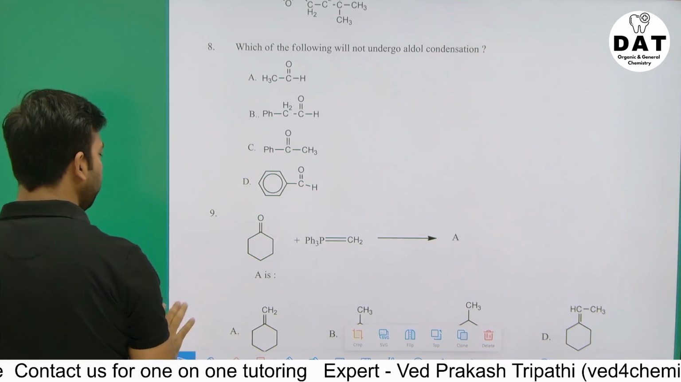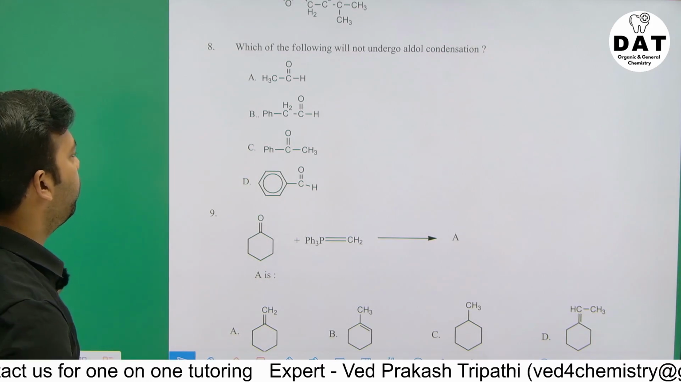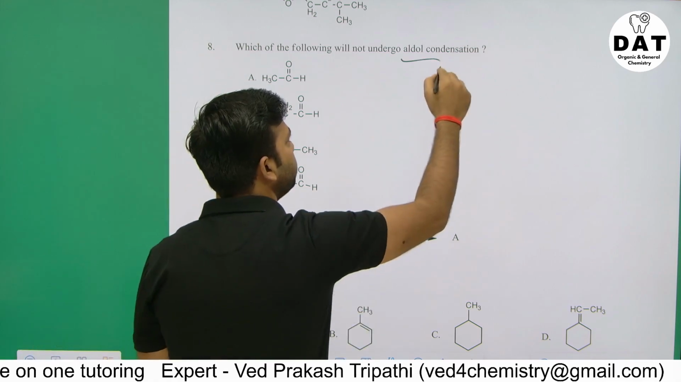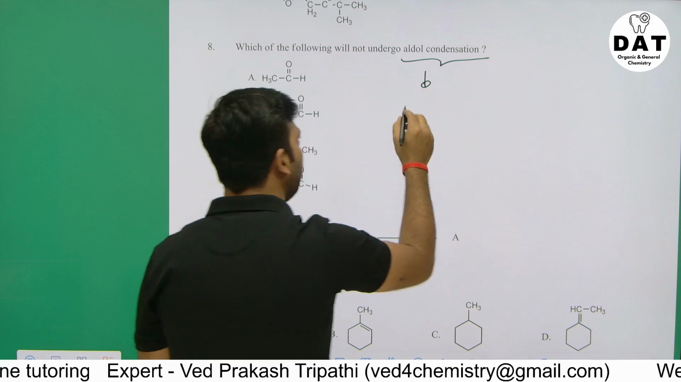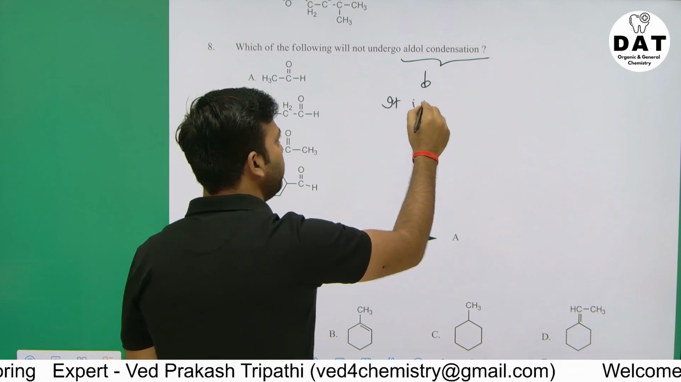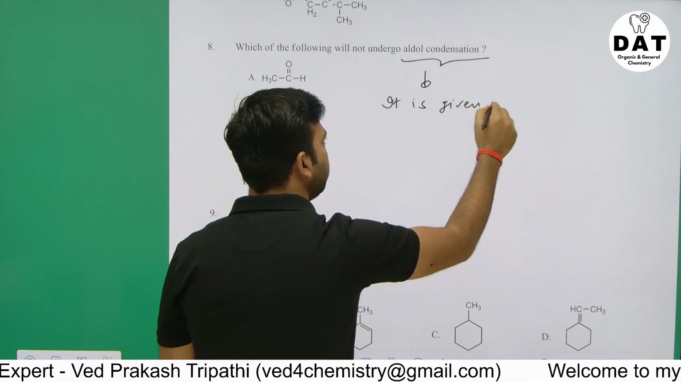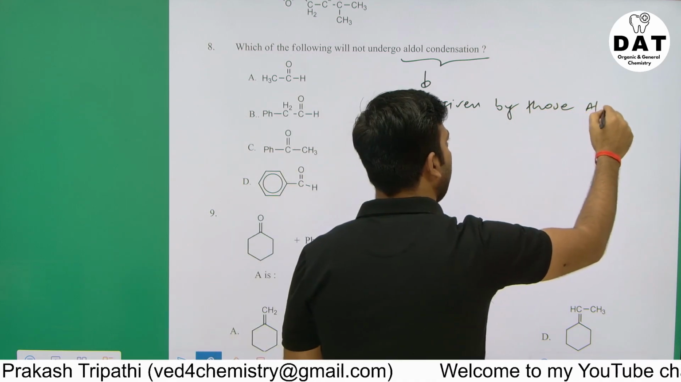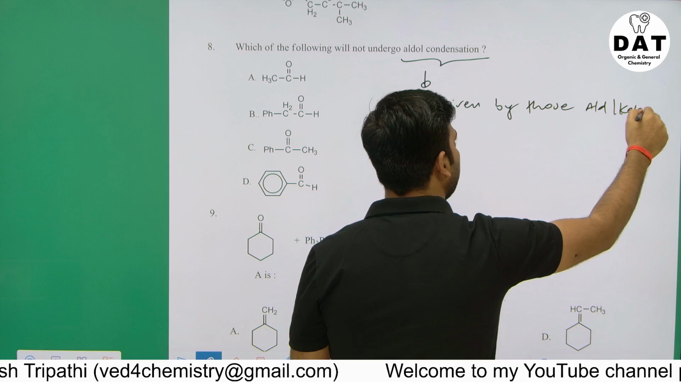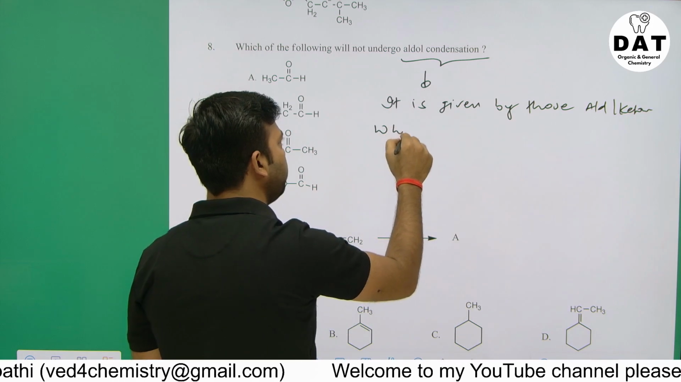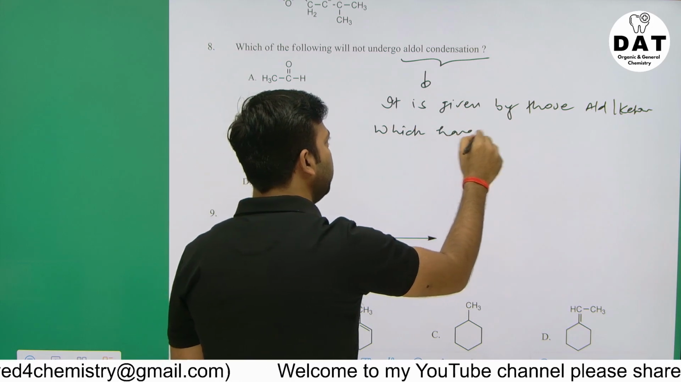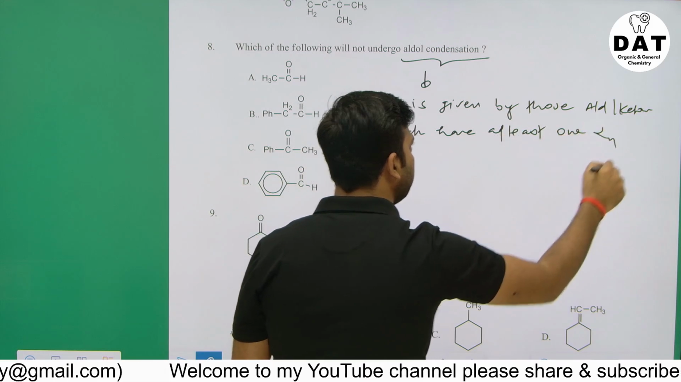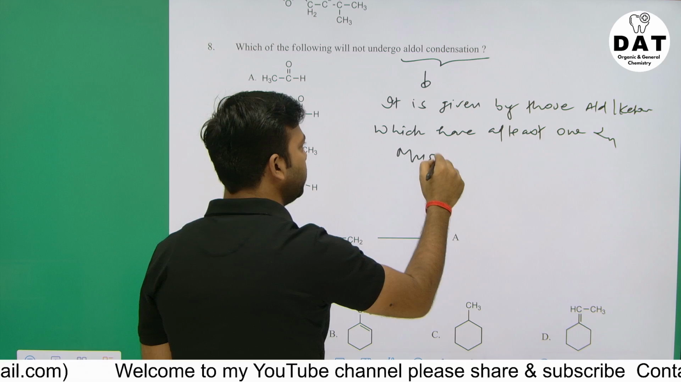And here the question is, which of the following will not undergo aldol condensation? So here we have information. It is given by those carbonyl compounds, those aldehydes and ketones which have at least one alpha H. At least one alpha H must be present.